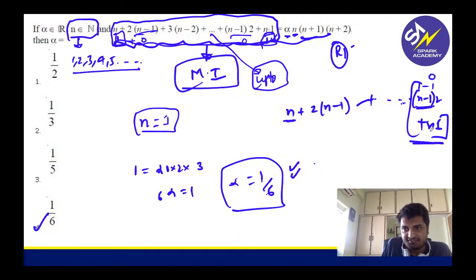1 minus 1, this is 0. This is 1 into 1. So you should get 0 plus 1 or 1 plus 0. We have to stop there. Wherever we get 1 plus 0 or 0 plus 1, we have to stop there.